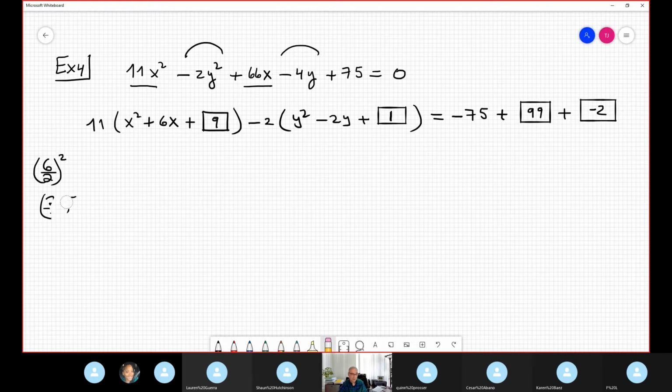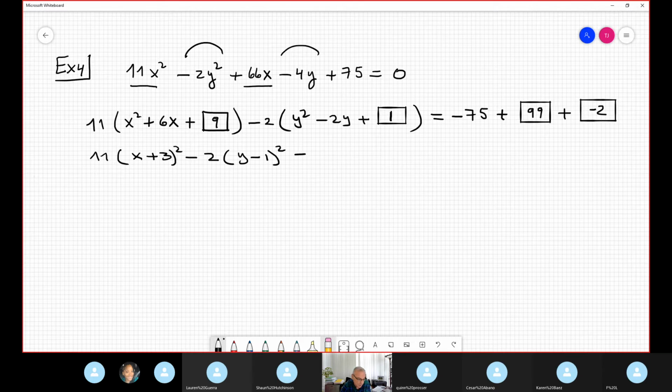Okay, now I finish. But I guarantee you that this trinomial is a perfect square and the factorization is 11 times (x plus 3) squared minus 2 times (y minus 1) squared equal 22. Okay, the computation of that part: 77 minus 99, negative 22. It's obvious that it's negative 22. Finally, I remember the right hand side must be 1. You divide the whole thing by 22.